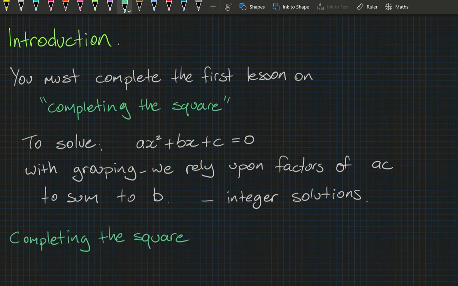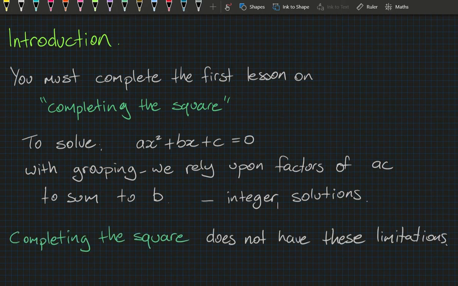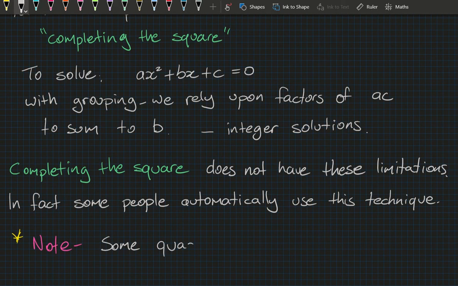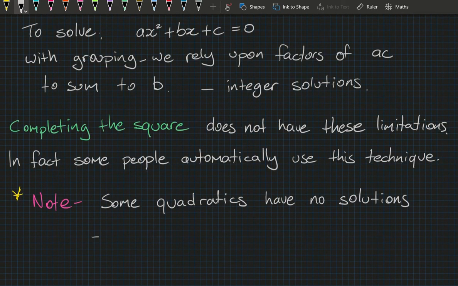Completing the square does not have these limitations. Because of this, some people automatically use this technique. Also, once again, it's worth noting that some quadratics have no solutions, some have one, and some have two. And this is a lesson where it becomes very clear which quadratic has which amount of solutions.